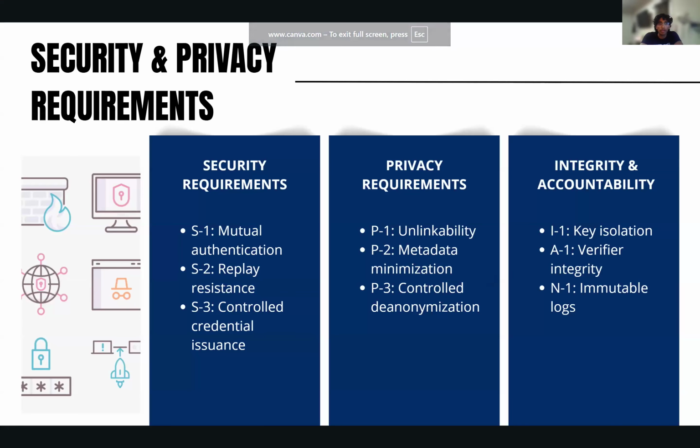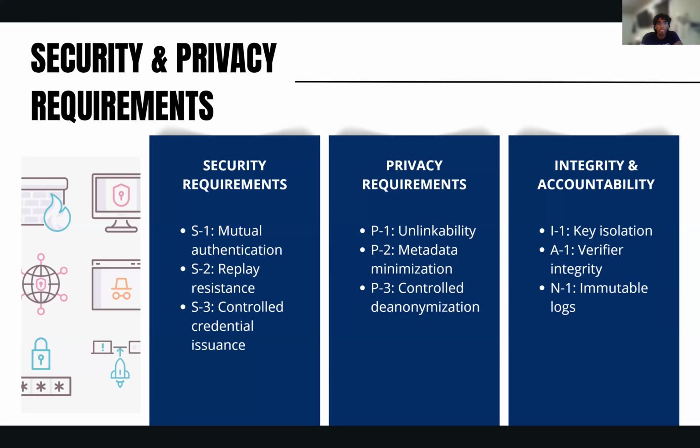So we established 3 main requirement categories, and the first one is security requirements. We have mutual authentication using TLS and signatures, replay resistance through nonces and timestamps, and controlled credential issuance through our PCA. Then we have our privacy requirements: unlinkability, so flights cannot be correlated; metadata minimization to prevent side channel attacks; and controlled de-anonymization, where identity is only revealed legally. And our last one is integrity and accountability, so there's key isolation, verifier integrity, and immutable logs. These all map directly to the STRIDE and LINDDUN frameworks.